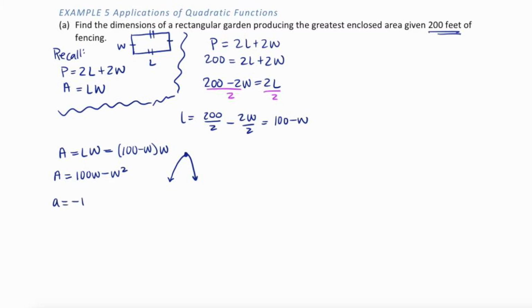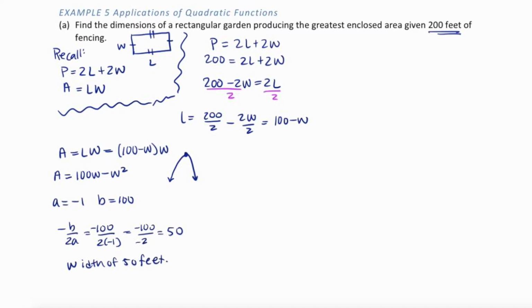A in this case is -1 and B is 100. We don't have a constant, so C is just 0, but we don't need a C. We know that our vertex is going to be at -b over 2a, or 100 divided by 2 times -1, which is -100 over -2, or just 50. So that means we want a width of 50 feet.